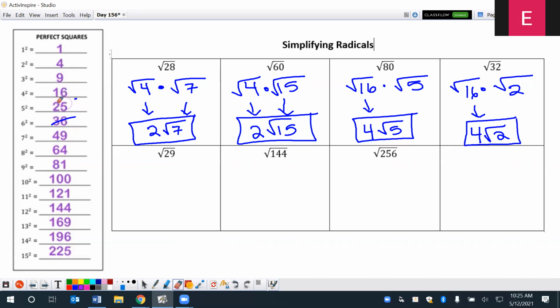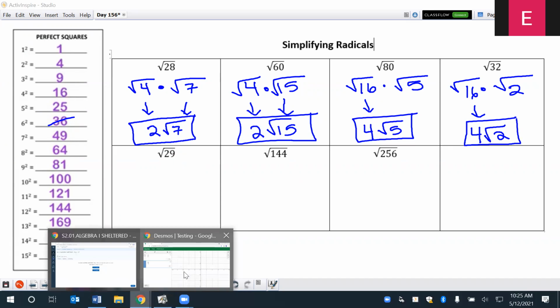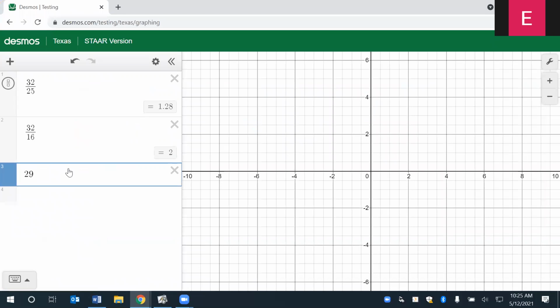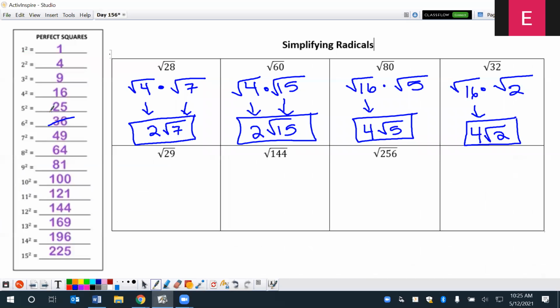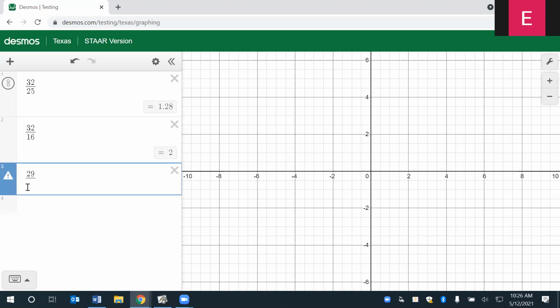All right, for this one, square root of 29. 36 goes over, so I'm going to start with 25. 29 divided by 25 gives me a decimal. It doesn't work. Next one is 16. Decimal, it doesn't work. Next is 9, 4, and then 1. So let's see if they work. 29 divided by 9. Didn't work. Divided by 4. Doesn't work. Divided by 1 gives me 29.